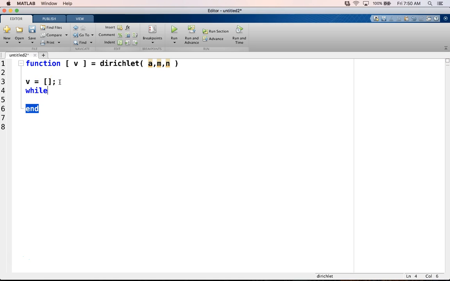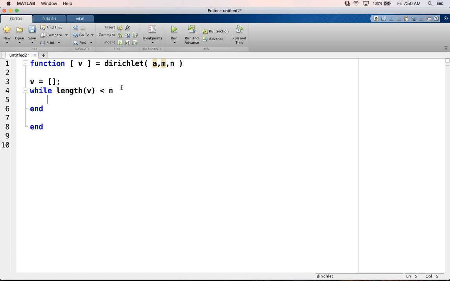Now I'm going to use a while loop because I don't know how many steps it's going to take to find these n primes. And what should I say? Let's say while the length of v is less than n. And now what do I want to do? I want to keep looking at a plus m, a plus 2m, and so on. And each time I find a prime, I want to put it at the end of v. So let's not just have v initialized, but let's also have a number x initialized. Okay, I'll initialize it as 0.